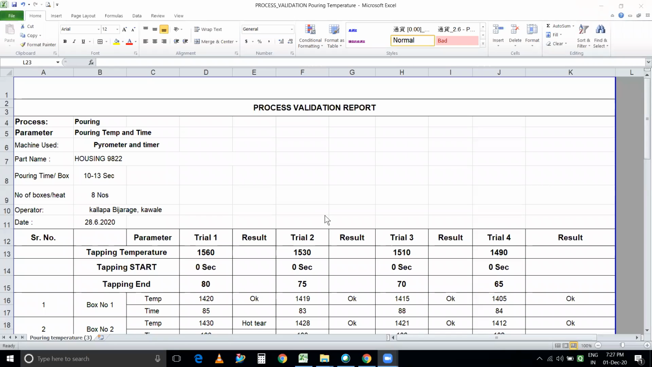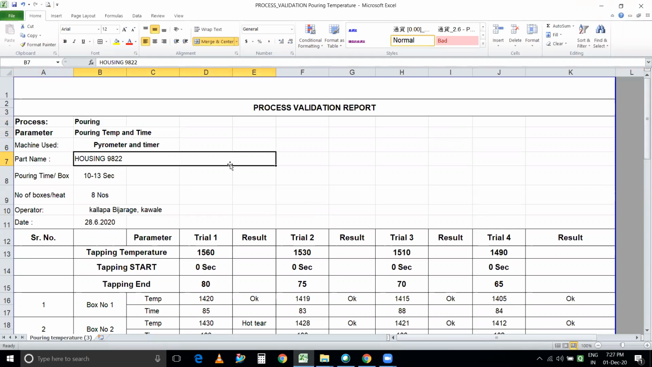Yes, surely. This is a process validation report. Is my screen visible? Yes. Okay. So here we decided the process parameter, process pouring. The parameter is pouring temperature and time.